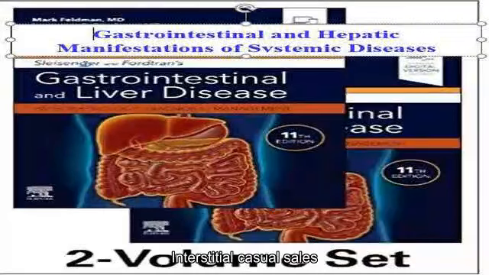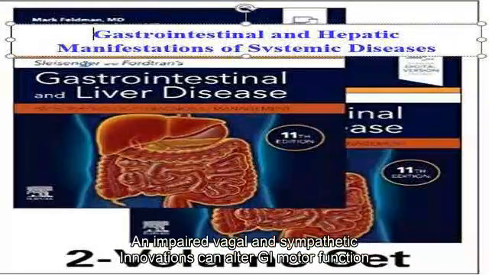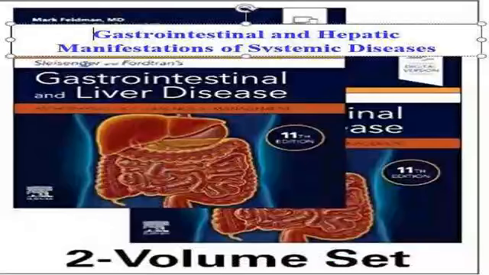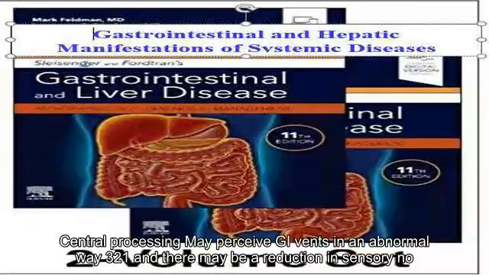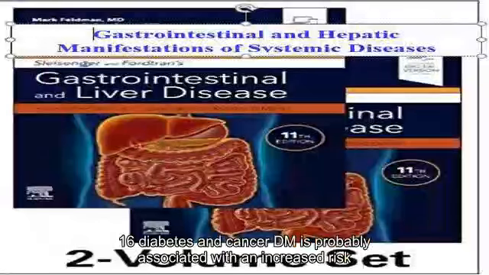318 Loss of interstitial cells of Cajal. 319 Imbalances in the numbers of excitatory and inhibitory enteric neurons. 320 Autonomic neuropathy, and impaired vagal and sympathetic innervations can alter GI motor function. Central processing may perceive GI events in an abnormal way. 321 And there may be a reduction in sensory neuropeptides, e.g., substance P, impaired smooth muscle contractility, or ischemia from microvascular disease. 316 Diabetes and cancer.